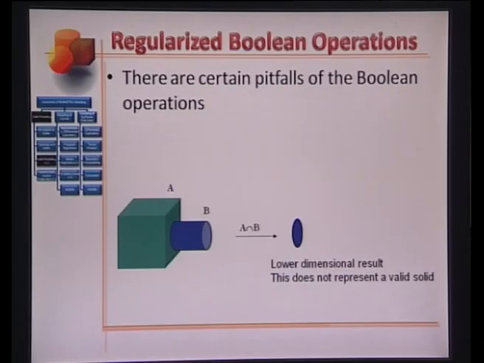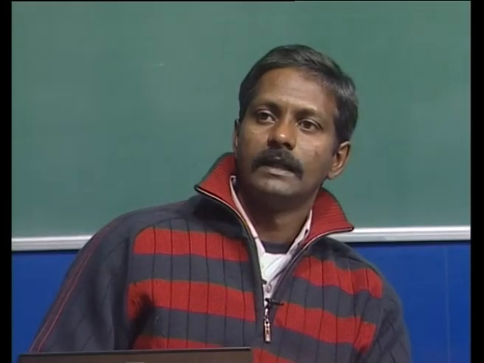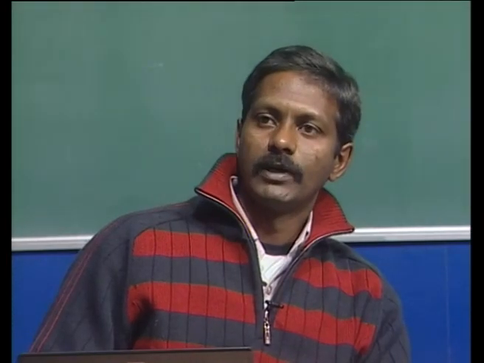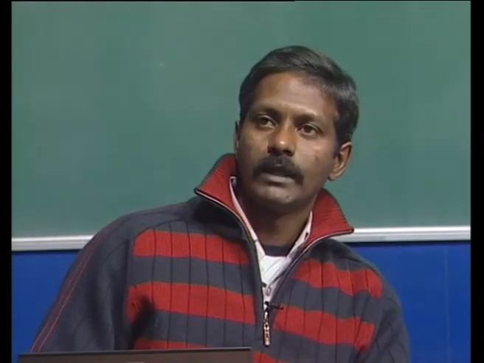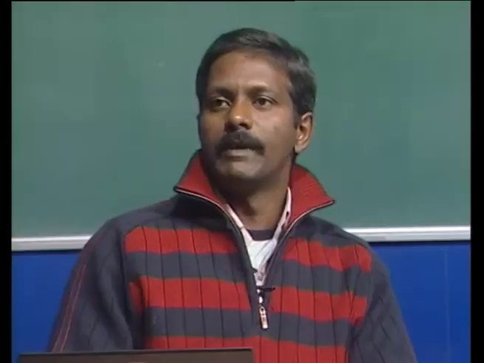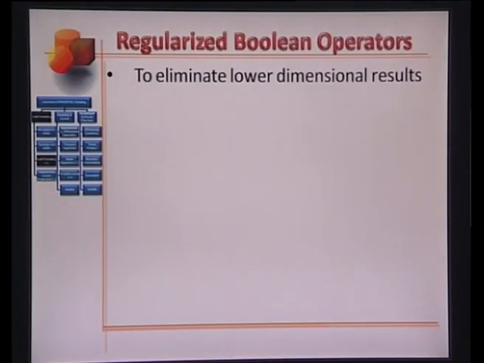And this is a lower dimensional result. It's a two-dimensional result and it does not represent a valid solid. This disk has no thickness. So, a raw intersection operation, for example, in this case, can lead to lower dimensional results. That is why we need to regularize Boolean operations. This is how we do it. To eliminate lower dimensional solids, which are not solids at all, we compute the result as usual. That is, we compute the result as if we are performing a raw Boolean operation.